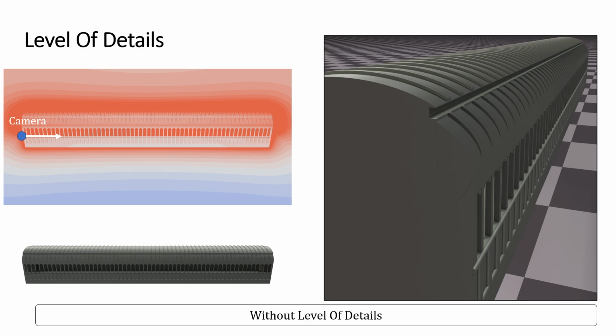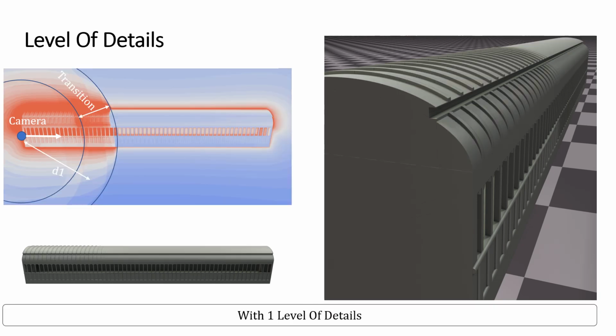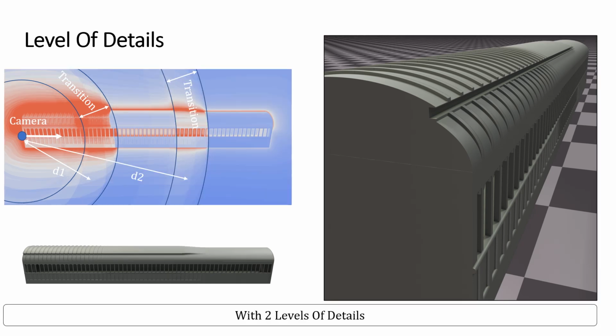Some complex scenes do not need to be visualized in their entirety, and the use of levels of detail is an effective way to reduce computational costs. We illustrate this with an example of a train carriage, first shown without any levels of detail. Next, we apply a single level of detail with a smooth transition zone. Finally, we introduce 2 levels of detail, allowing us to further reduce computation time.